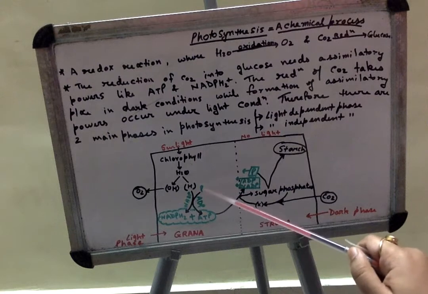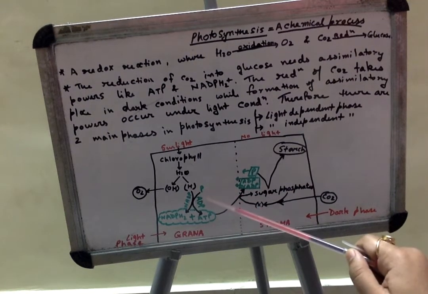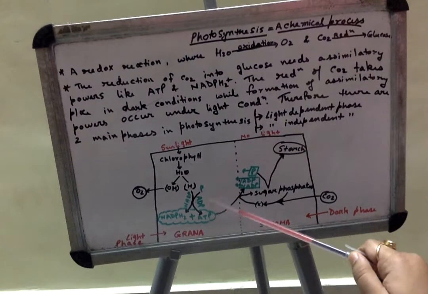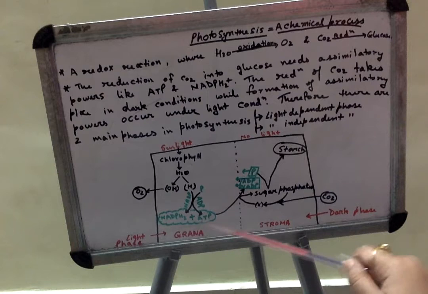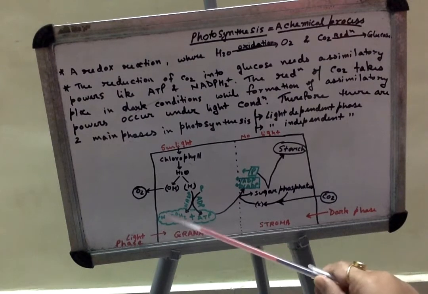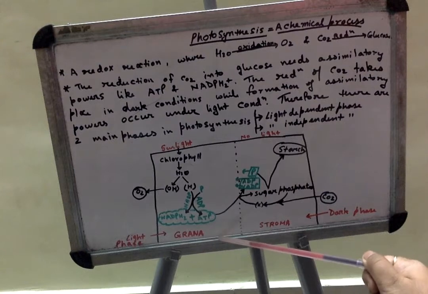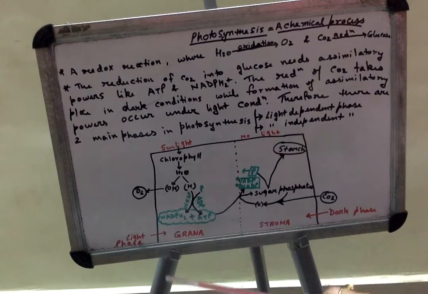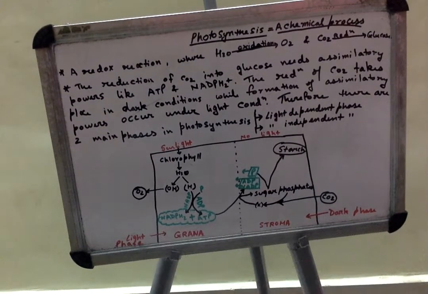Similarly, with the help of a phosphorus atom, ADP, that is adenosine diphosphate, will undergo formation of adenosine triphosphate, that is ATP. These two are the main assimilatory powers which are synthesized in grana under sunlight, and therefore this process is known as light phase or light reaction.